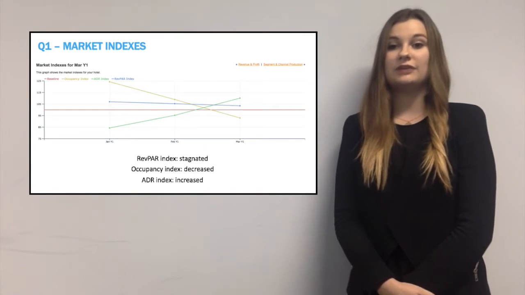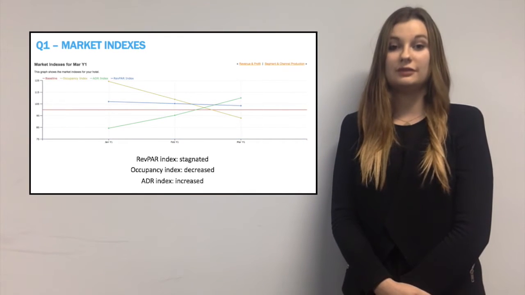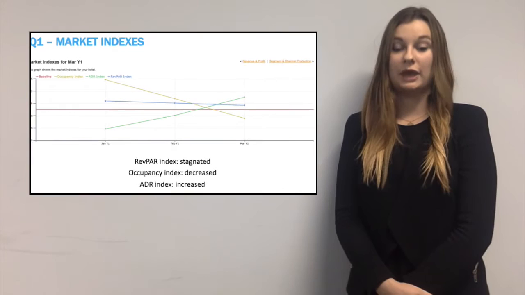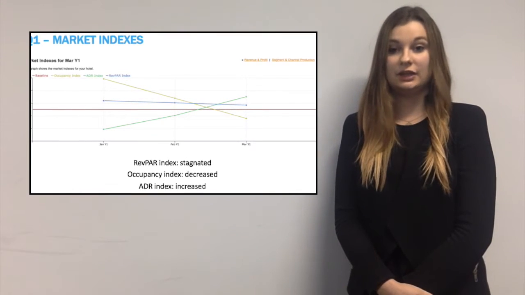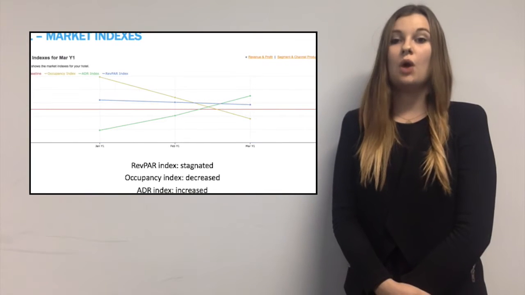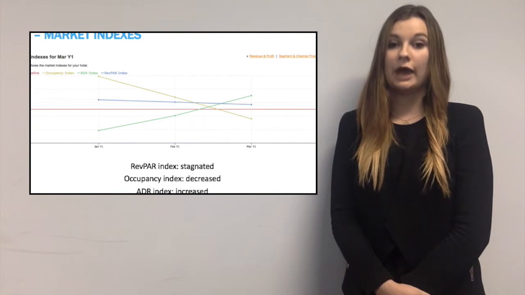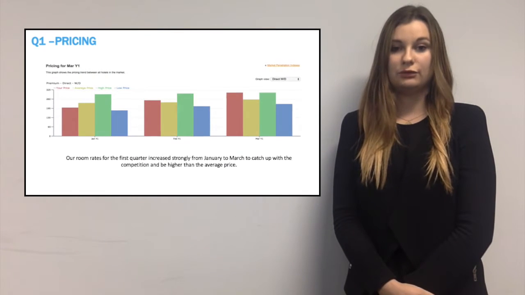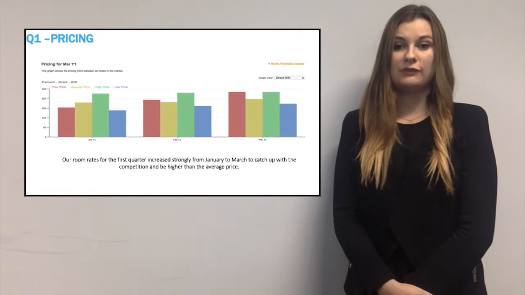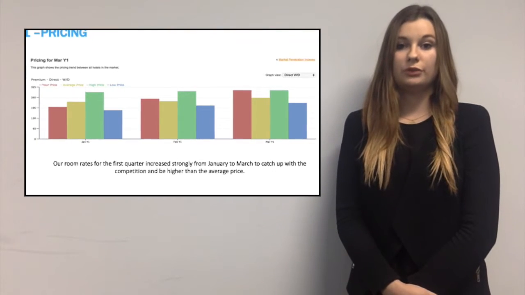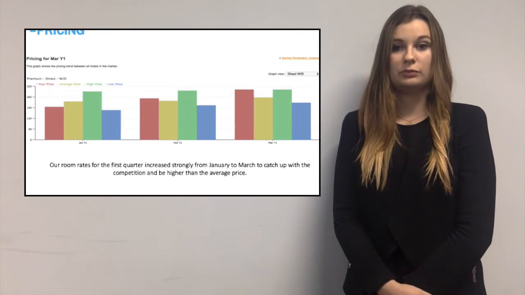In this slide, this graph shows the market indexes at the end of quarter 1. We can see that because of those changes in rates, the RevPAR index stagnated, the occupancy index decreased, and the ADR index increased. We conclude that our rates were probably too high compared to the quality of the hotel. This graph shows the pricing at the end of quarter 1. We can see that our room rates for the first quarter increased strongly from January to March to catch up with the competition and be higher than the average price.